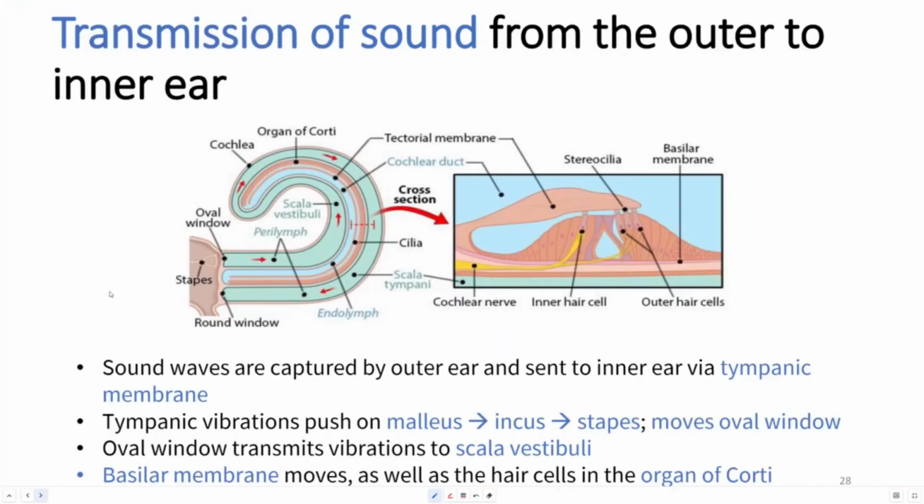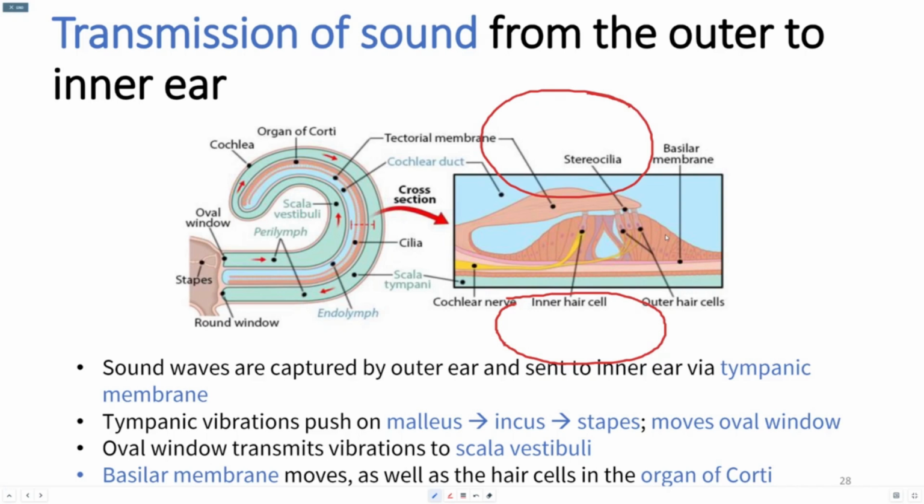So the transmission of sound from the outer to the inner ear. First and foremost, the cochlea in the inner ear is a snail-like shaped chamber that contains the spongy bone axis and a region called the modiolus. Two chambers of the cochlea are filled with a fluid called perilymph. These are the scala vestibuli on the upper chamber, and then we also have the scala tympani on the lower chamber. So scala tympani will be below here, scala vestibuli will be up here.